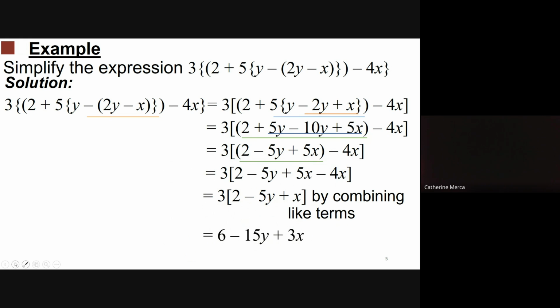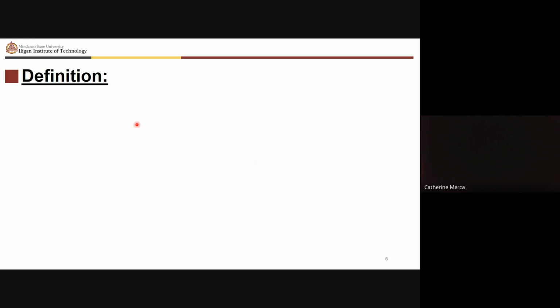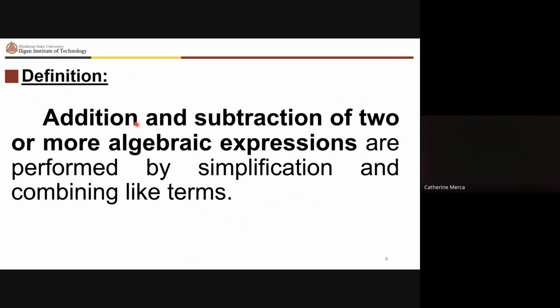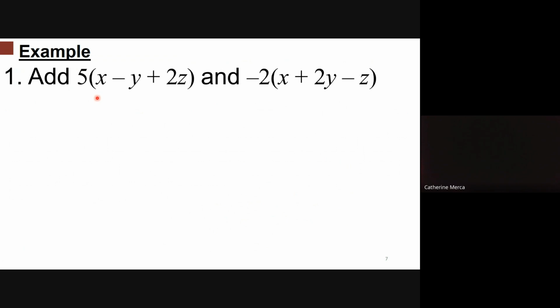For the next example, first, we have your definition on addition and subtraction of two or more algebraic expressions. So, the method is by simplification and then combining like terms. For example, you're asked to add 5 times the quantity x minus y plus 2z and negative 2 times the quantity x plus 2y minus z.